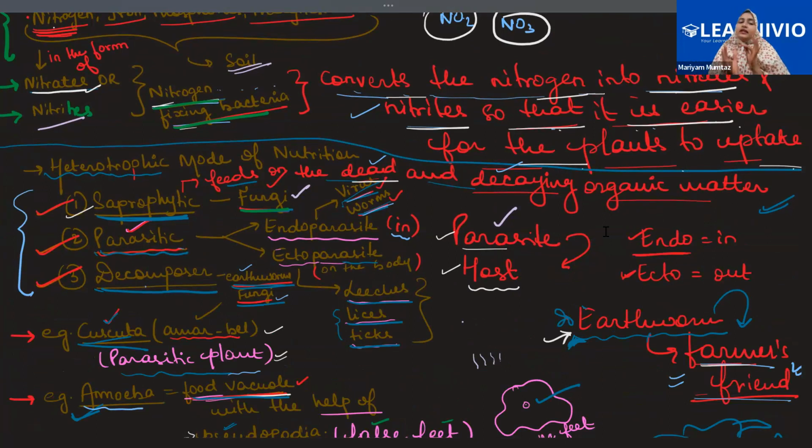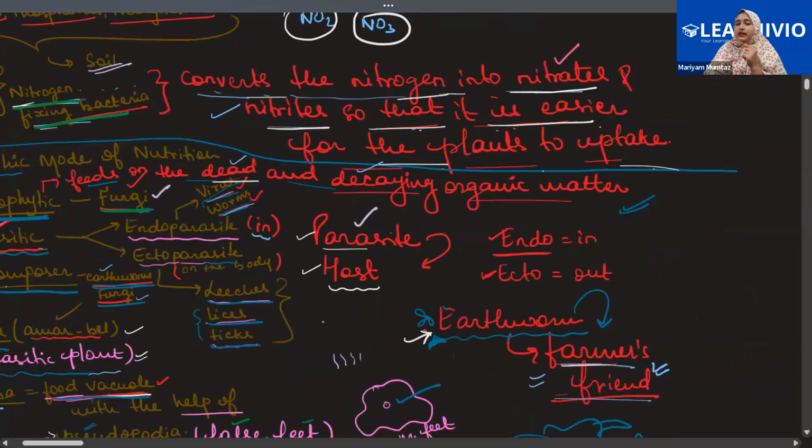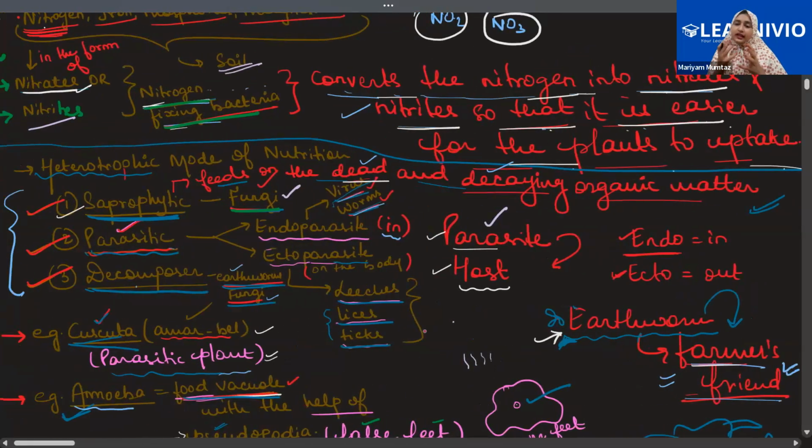So there are multiple ways by which the organism can acquire their food or nutrients, such as the first type of heterotrophic nutrition, which is saprophytic. Saprophytic nutrition is done by the fungi, the fungus. Now, what does it do? It feeds on the dead and decaying organic matter. So, when it feeds on it, it absorbs the nutrients which are present in the dead and the decaying organic matter. Then the next mode of nutrition under heterotrophic is parasitic mode of nutrition.